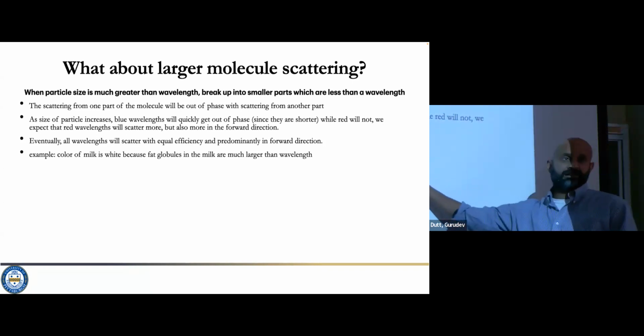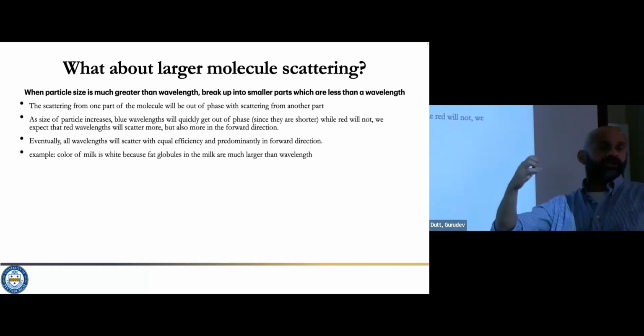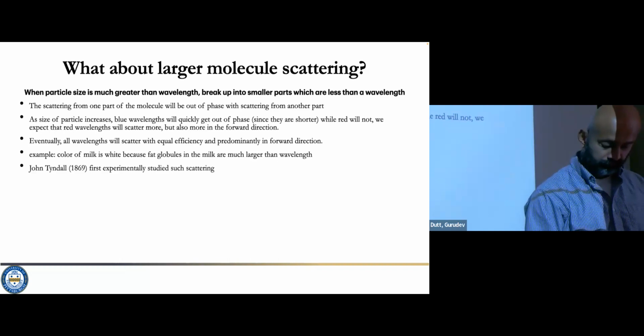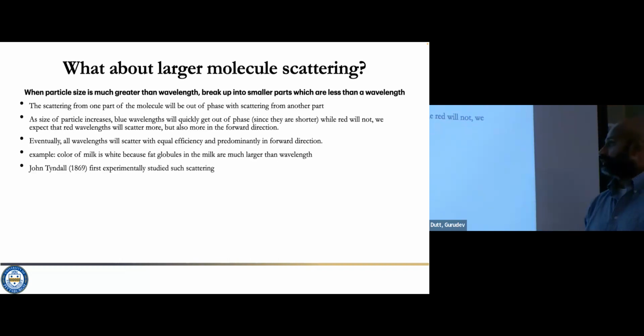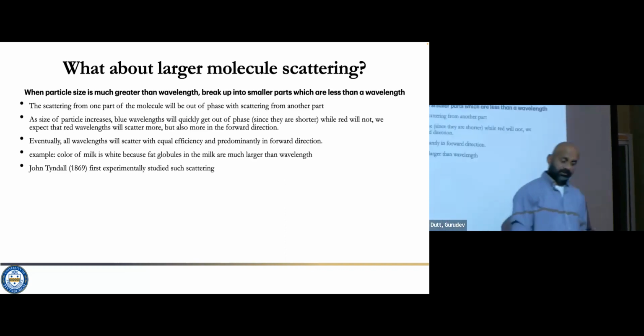An example of this is the color of milk, which is white, because the fat globules floating in milk, which is basically a suspension of fat inside water, are much larger than a wavelength. That's why it looks predominantly white. This was first found experimentally in 1869 by Tyndall.